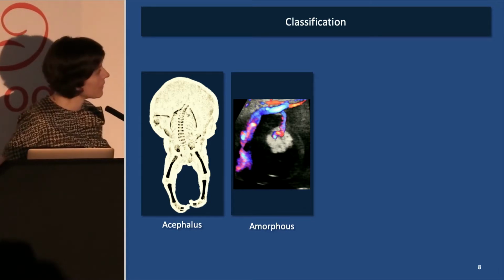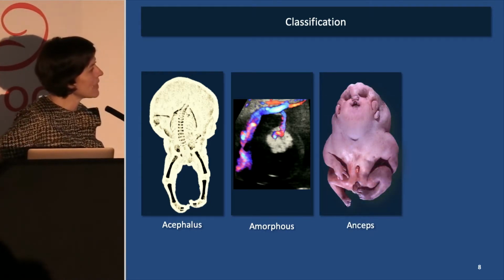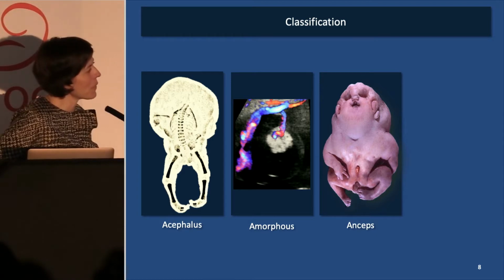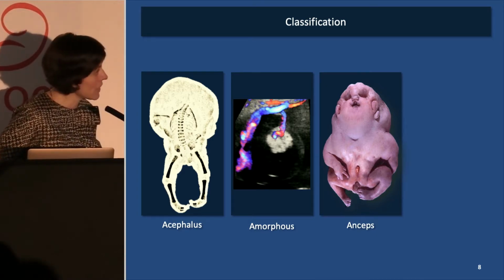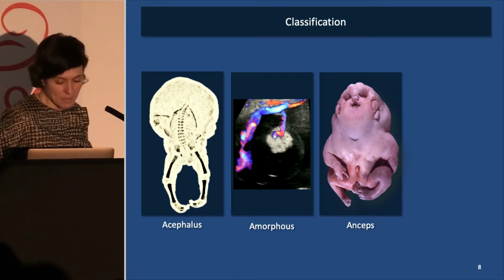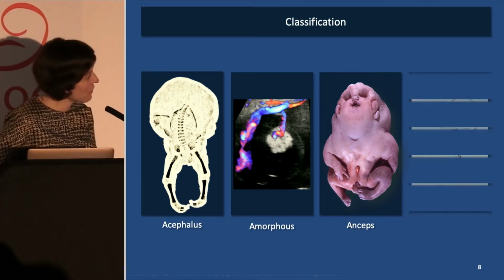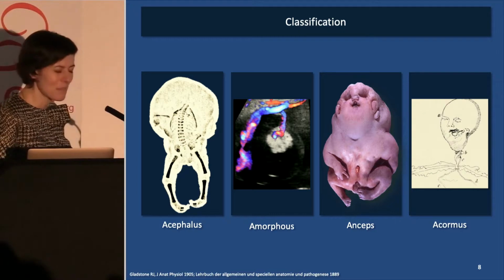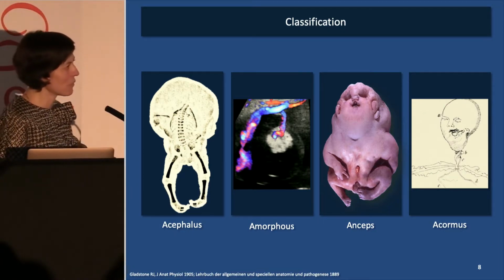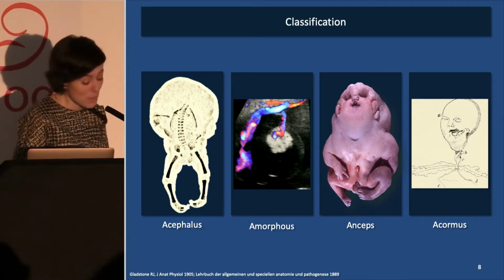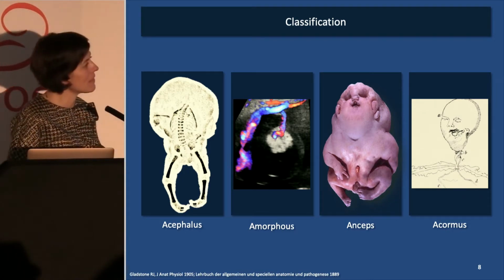And very rarely is the anceps form, where most body parts are developed, and even part of the face and rudimentary brain development. And then very rarely is only development of the head, where you have a head on an umbilical cord that is connected to the placenta. This is the rarest form, and I must say I've never seen it myself.